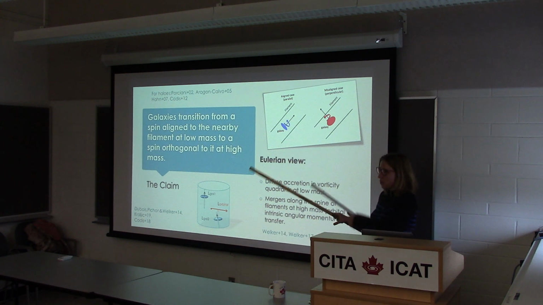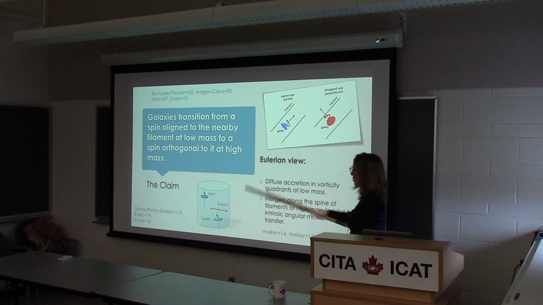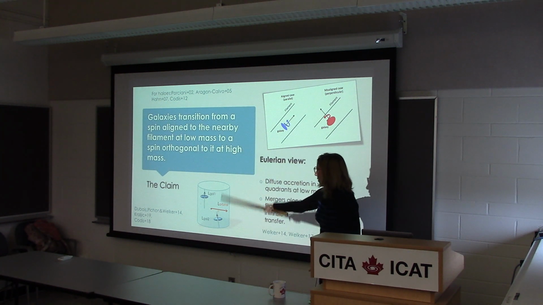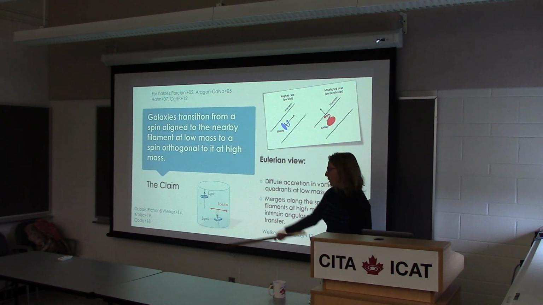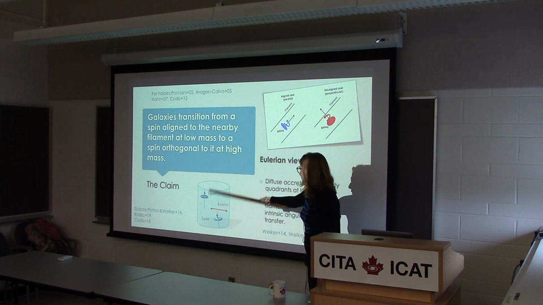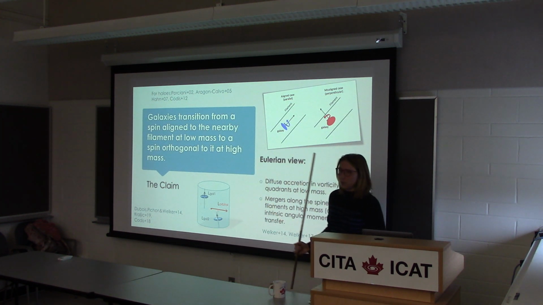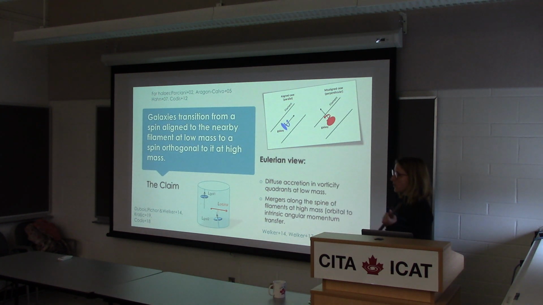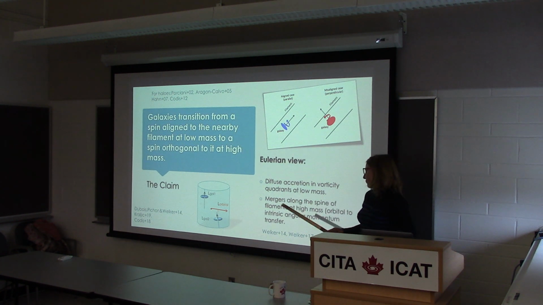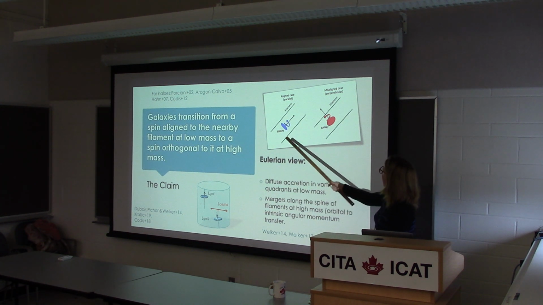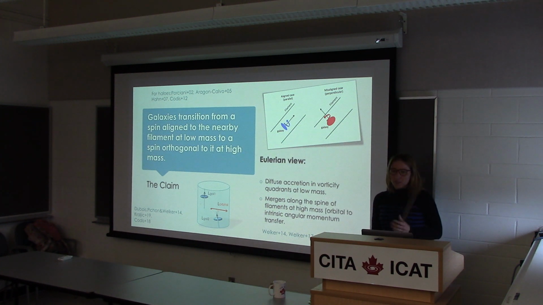Quadrants of vorticities with opposite polarity overlap, so you don't really have this effect anymore. But on the other side, you get a lot more mergers happening along the spine of the filament. And during those mergers, orbital angular momentum is transferred to the intrinsic angular momentum of the remnant, progressively explaining an orthogonal orientation. So you have diffuse accretion at low mass, mergers along the spine of the filament at high mass, explaining this dichotomy. That's the Eulerian view.